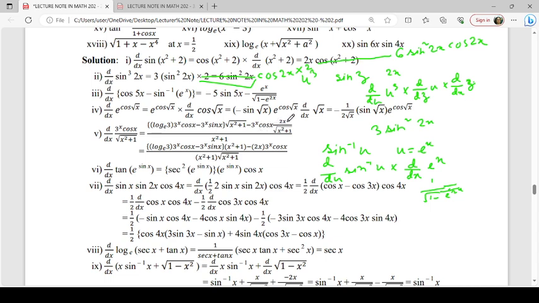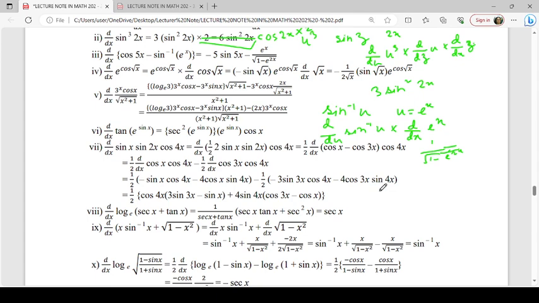the denominator. So d/dx of root over x square plus 1. So let us see d/dx of root over x square plus 1. First it is a square root function. So if it is u, then it is 1 by 2 root u, where u means x square plus 1, into d/dx of x square plus 1, which is twice x. So it is twice x by root over x square plus 1.